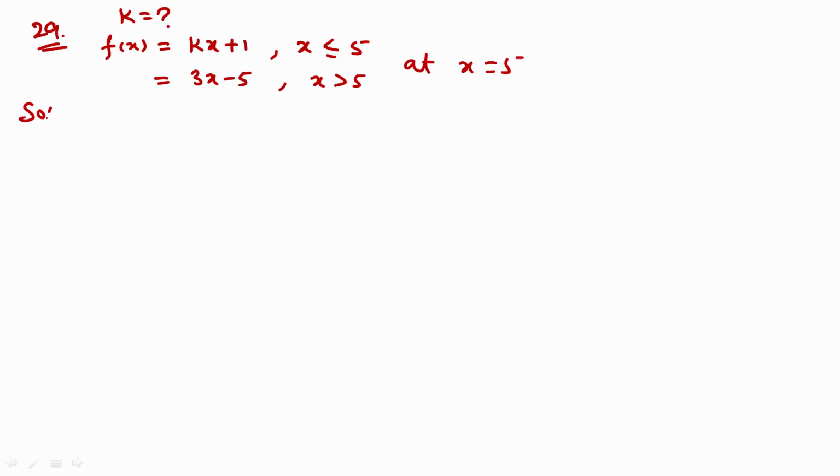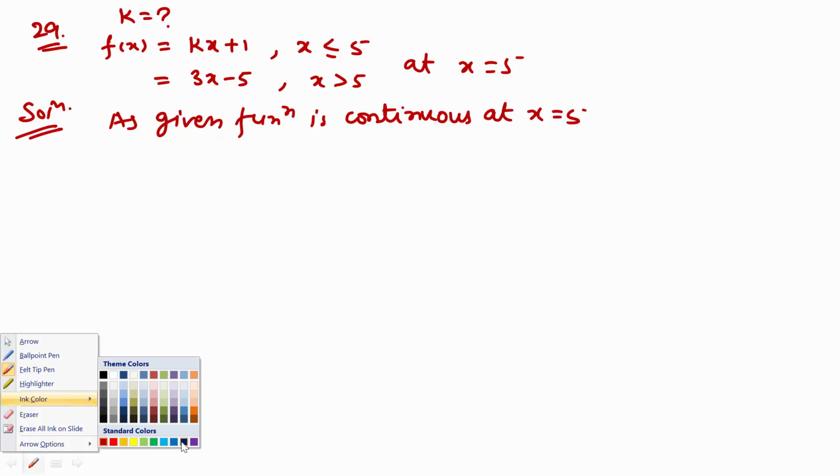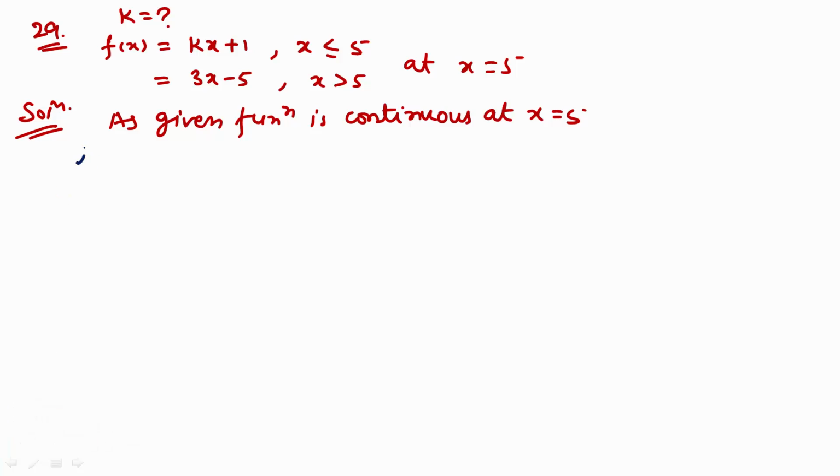As the given function is continuous at x equal to 5, so limit x tends to 5 minus f(x) is equal to limit x tends to 5 plus f(x) is equal to f of 5.